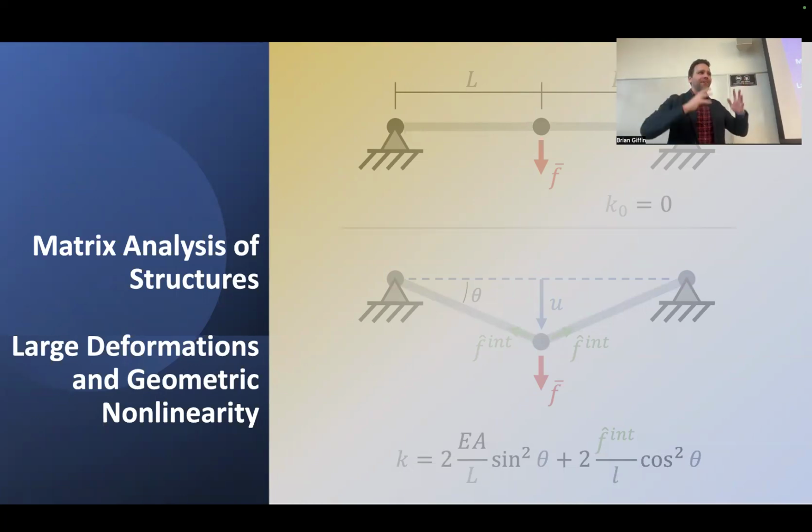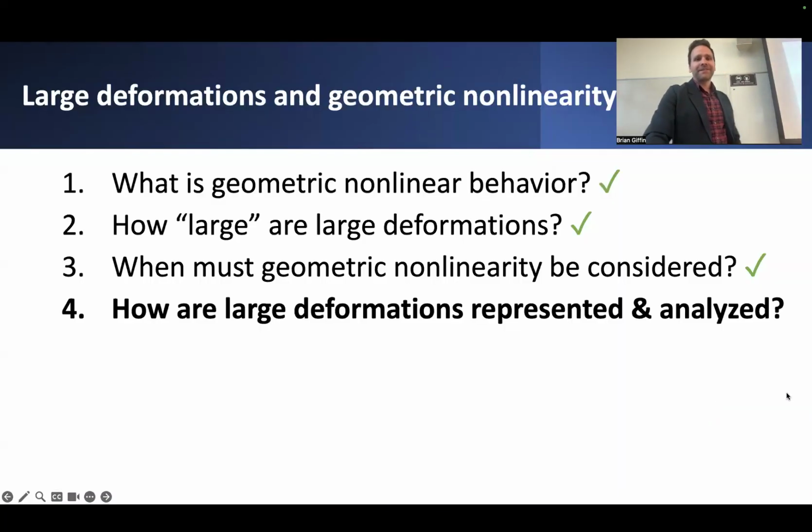Welcome back to our continuation of our discussion of large deformations and geometric nonlinearity. We're going to continue our discussion, having already discussed previously in the last couple of lectures, defining what we meant by geometric nonlinearity and large deformations. We discussed how large these large deformations are, and we determined that sometimes, especially when you're discussing stability of structures, no deformation can be too small. And in fact, very small deformations can lead to large perturbations manifested by instabilities.